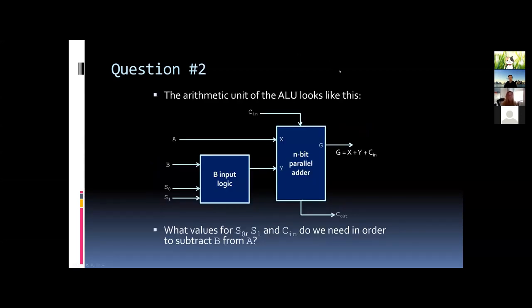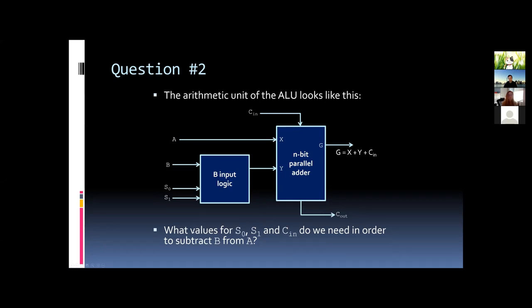Okay, let's move on. So another question here. The arithmetic unit on the ALU looks like this. Remember, there is input logic here. There are these extra input bits, control flow bits. There is input A and B. There's like a parallel adder, right? And this is the operation that we do logically.